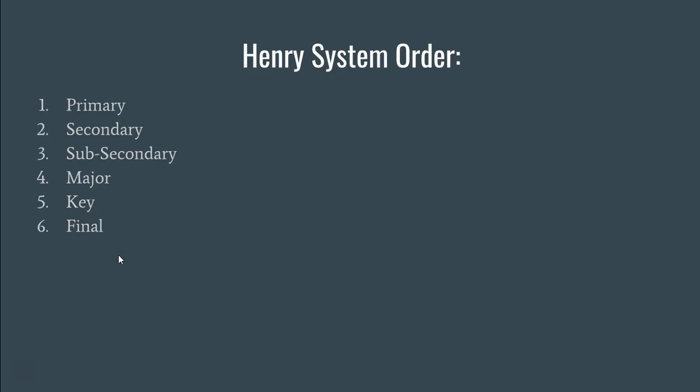Right. Now, when we do a Henry, we do it in a particular order. So when we're looking to generate a Henry system classification, we do it in this order. We start first by developing what's called the primary, which deals with the whorls in the fingerprint. Then we look at what's called the secondary, which deals with the index fingers. Then we look at the subsecondary, which deals with basically the middle fingers of the hand. Then we look at the major, which deals with the thumbs. Then we look at the key, which is looking at the first loop and its ridge count. And then we look at the final, which deals with the pinky fingers. So we're dealing with each of the fingers of the hand, but we do them in a particular order. Again, we start with the primary, then we do the secondary, the subsecondary, the major, the key, and the final. So each step is important.